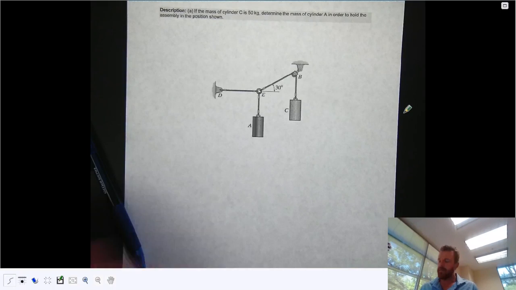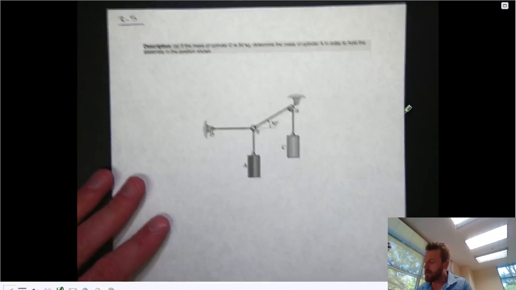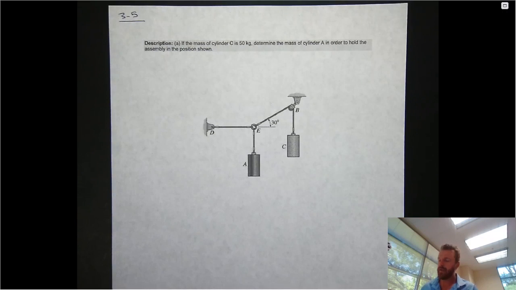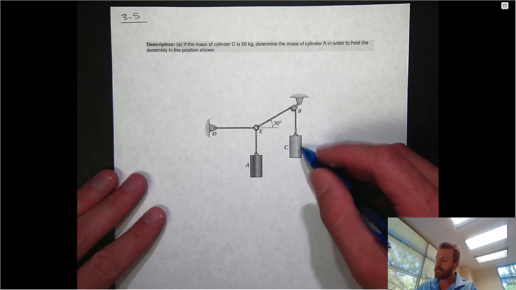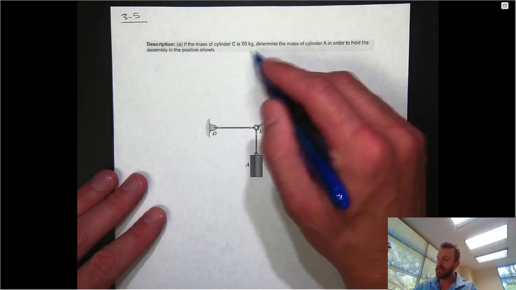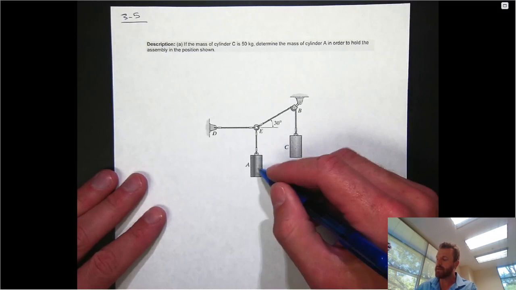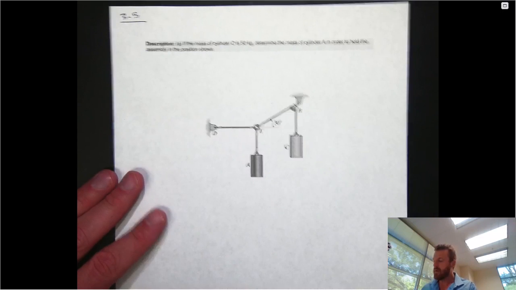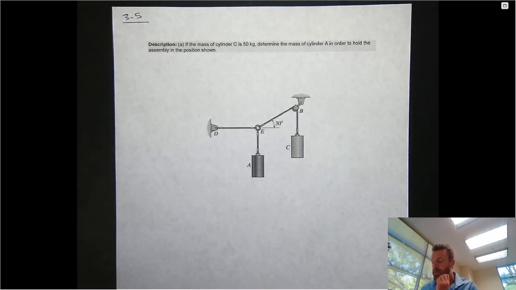So let's look at problem 3.5 from the practice exam. It's a relatively simple problem, but it emphasizes a couple of key points from the chapter. We're told that if the mass of this cylinder C is 50 kilograms, we want to find the mass of the cylinder A in order to hold the assembly in the position shown, which is basically in equilibrium.